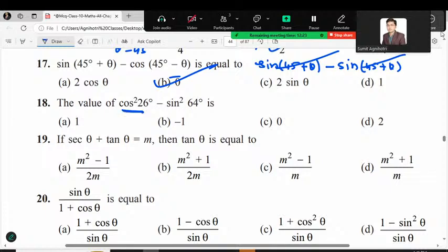Here this can be written as sine 90 minus 26, that is 64. That's why they both are same again. That's why again they are 0.